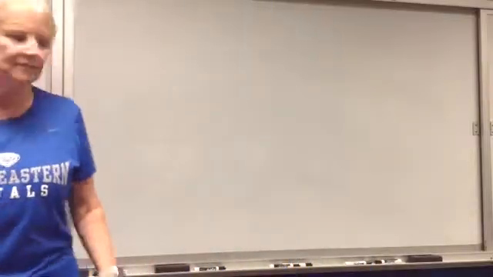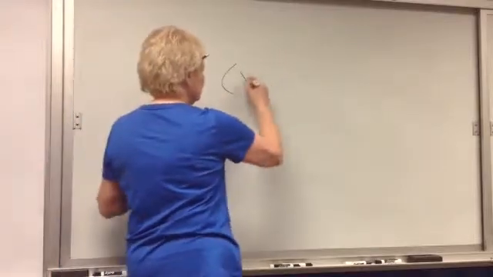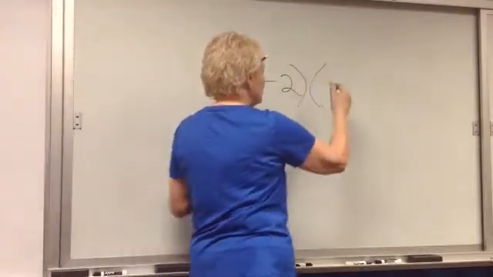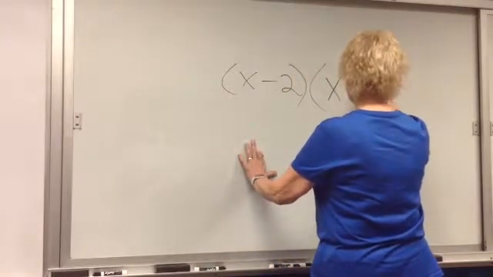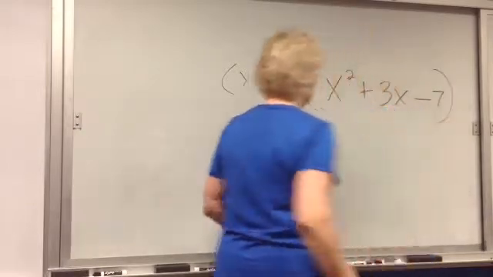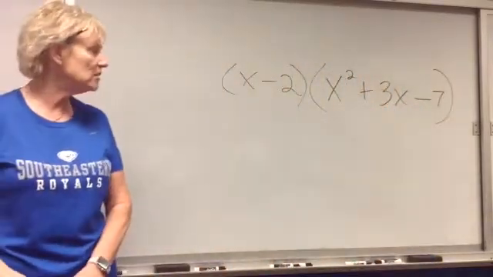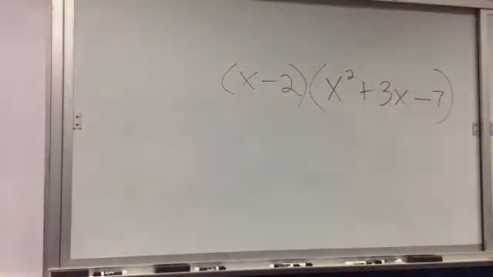Let's try one of these before we put the boards away. I know we didn't use them long, but I'd rather you went to the board. x squared, 3x minus 7. Let's do a binomial times a trinomial. You should have 6 terms before you add like terms. 6 terms.